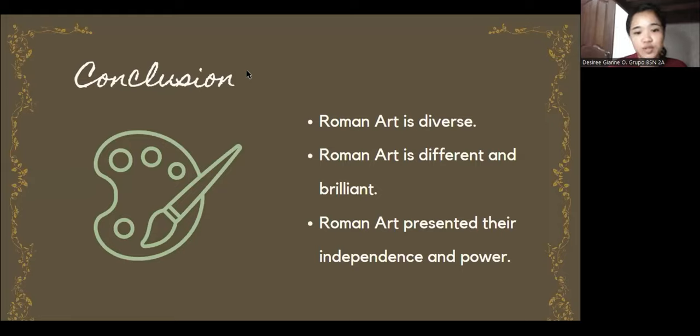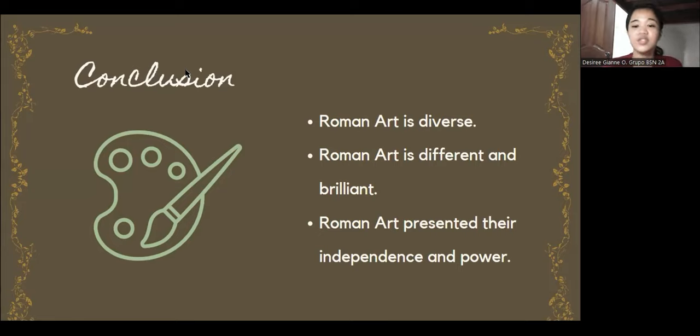Now, to conclude, Roman art is diverse because of many nations going there, such as the Greeks, the Egyptians, and others. It influenced their arts and structures. Next, Roman art is different and brilliant because they were not really into art, but they easily adapted to many things that influenced them.